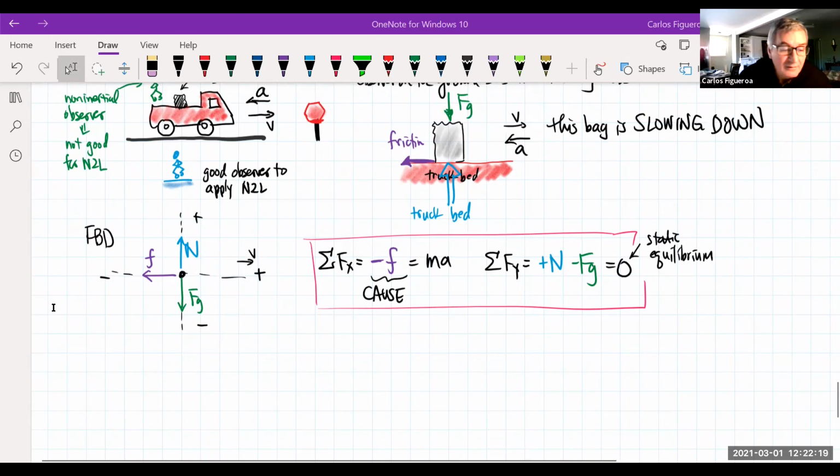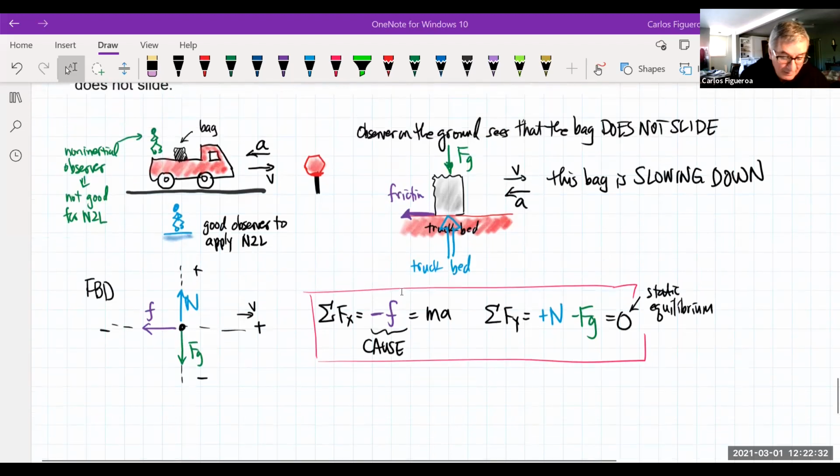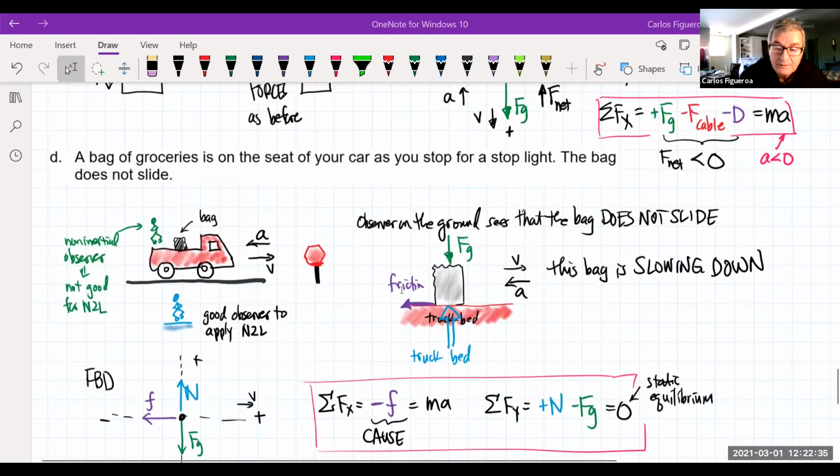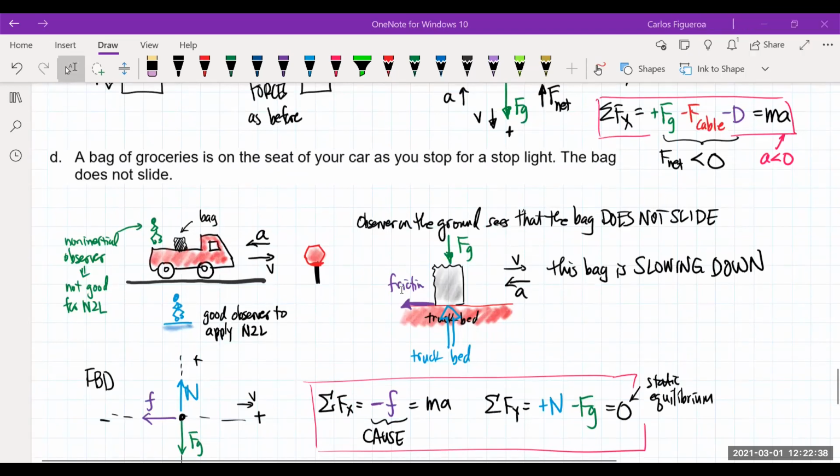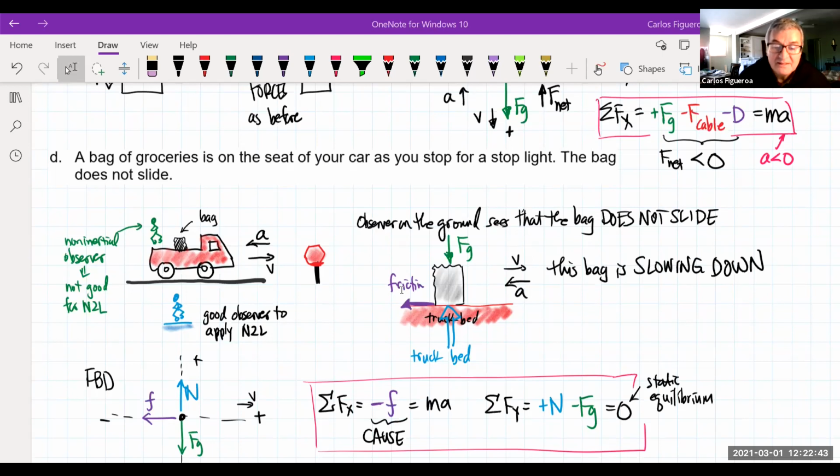Okay, so remember that green guy, the observer on the truck. That green observer can't apply Newton's laws because he sees no force acting on the bag. He does not understand why there's no friction, because he's at rest with the truck bed. He's at rest with the bag, which is kind of out there if you think about it.